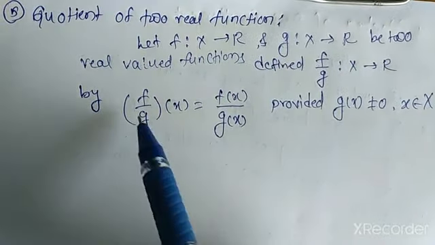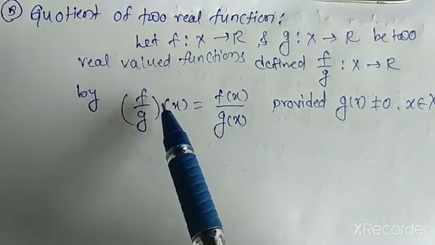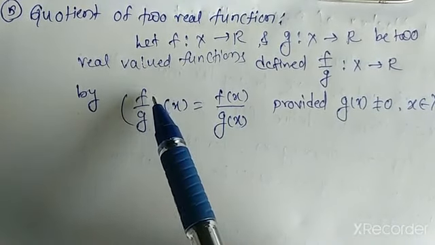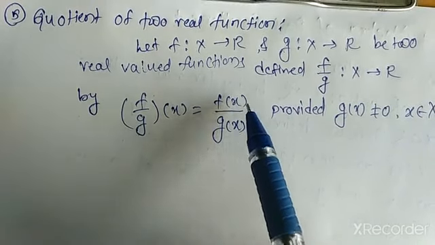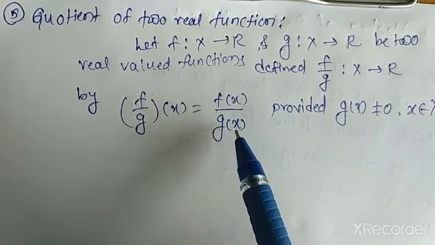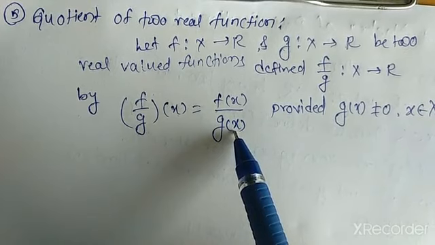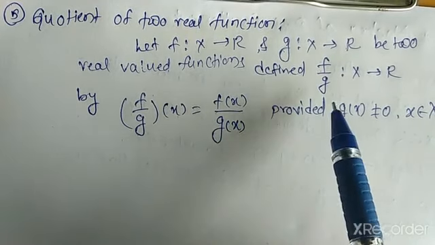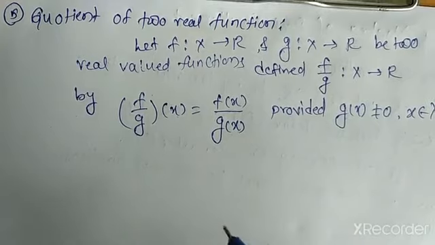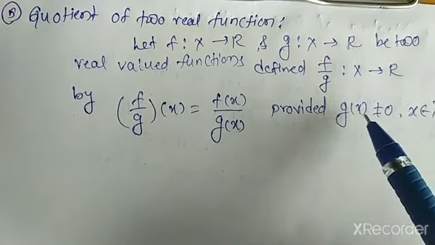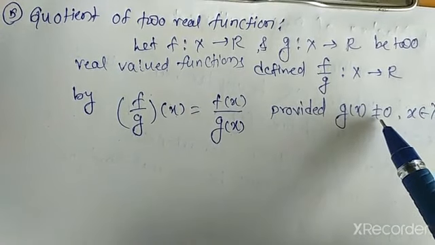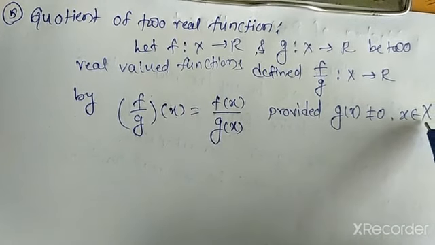Here in this quotient of two real functions, we defined (f/g)(x) equal to f(x) upon g(x). If the denominator is 0, it will not be defined, because for g(x) equal to 0 it will be infinity, then it will not be a real function, so it will not be defined. So the given condition is that g(x) should not be equal to 0 for all x belongs to X.